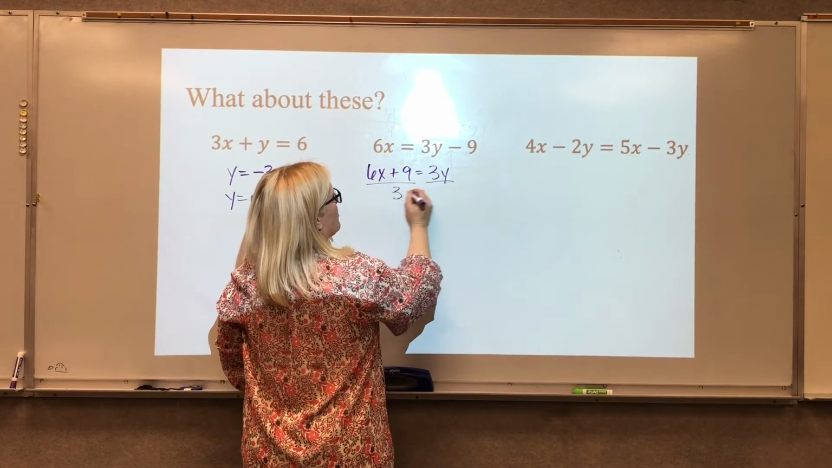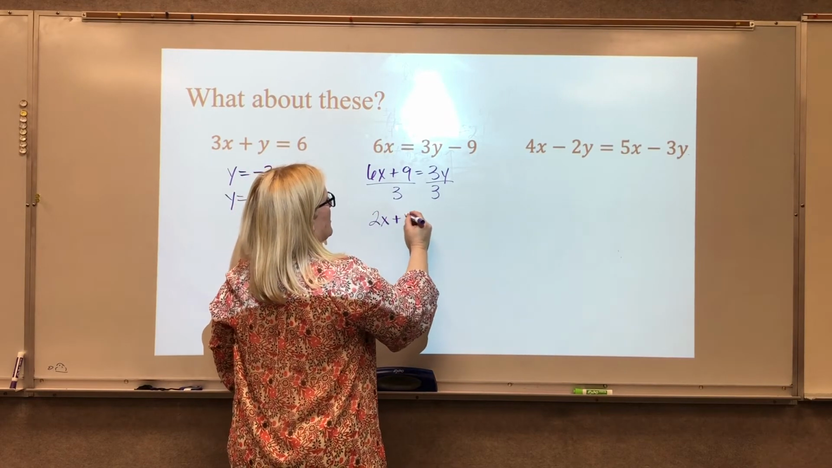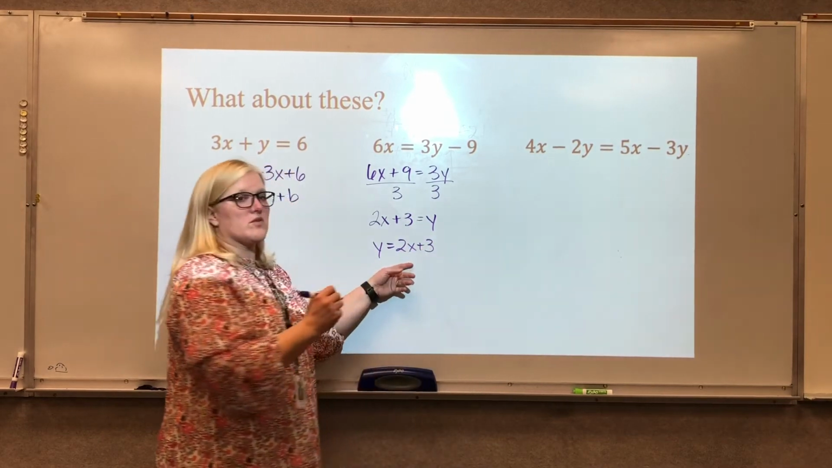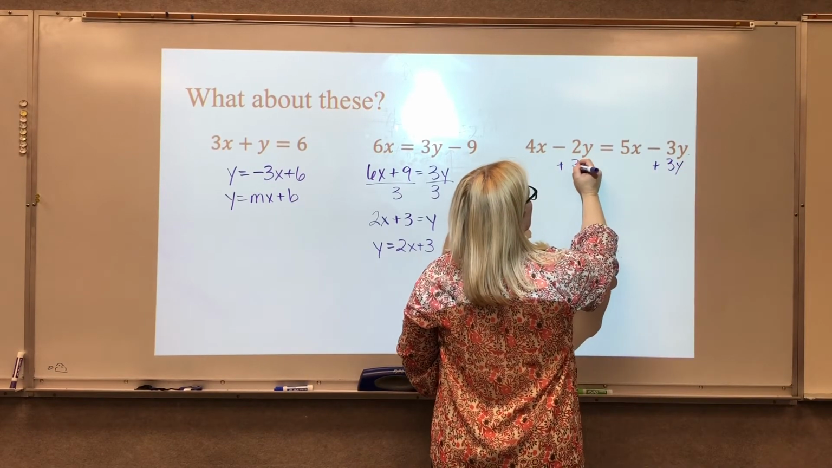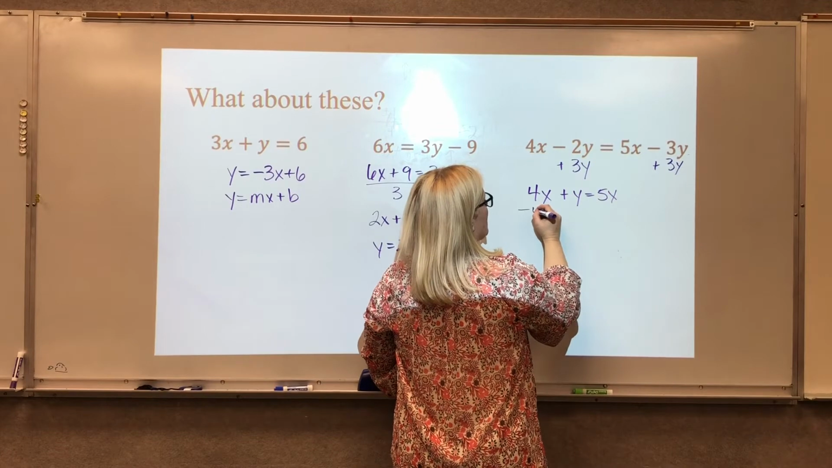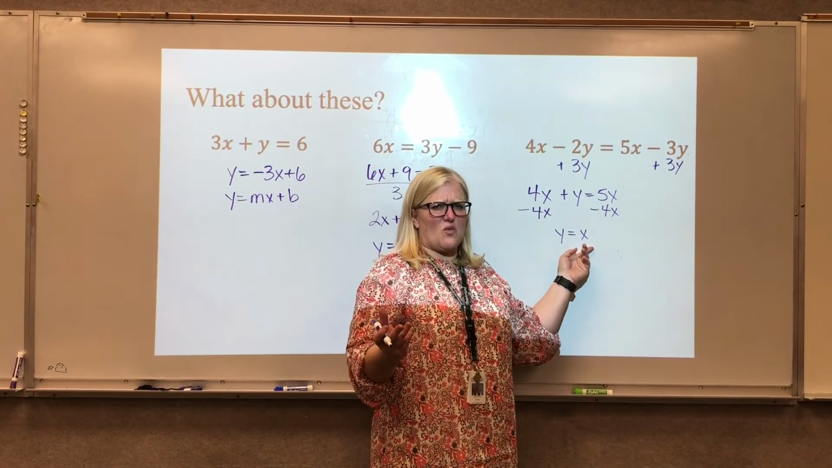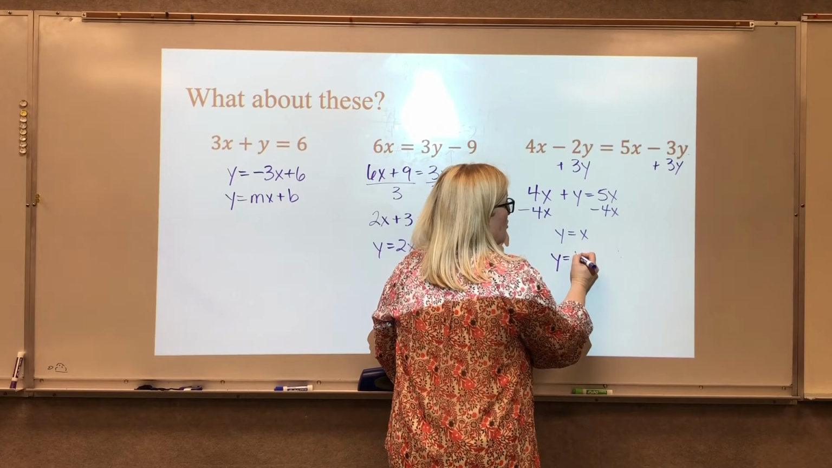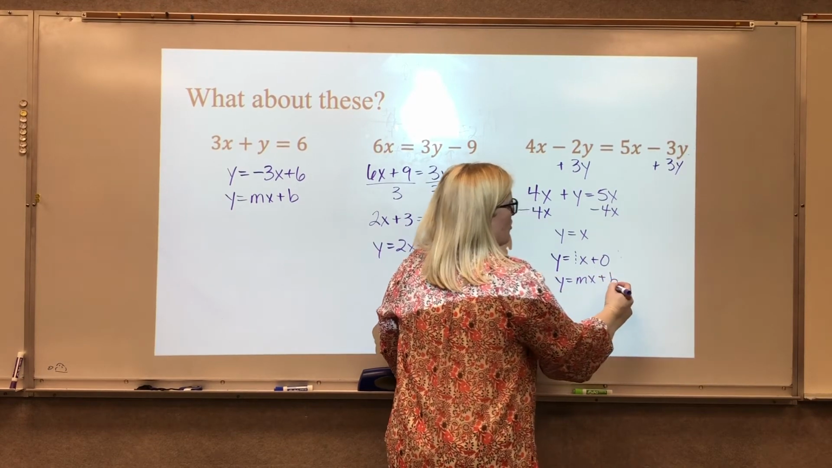Okay, and if I divide everything through by 3, I have 2x plus 3 equals y, and then I can just flip-flop these. So y equals 2x plus 3. And there's my y equals mx plus b. Over here it's a little bit different. I'm going to add 3y to both sides, okay, because I've got y's on both sides. I have 4x plus y equals 5x. Then I'm going to subtract 4x from both sides, and I end up with y equals x. That doesn't look like it's in y equals mx plus b form to me. However, if I look at it like this, where y equals an invisible 1, x, plus 0, then it is in that form. So y equals x is a line.